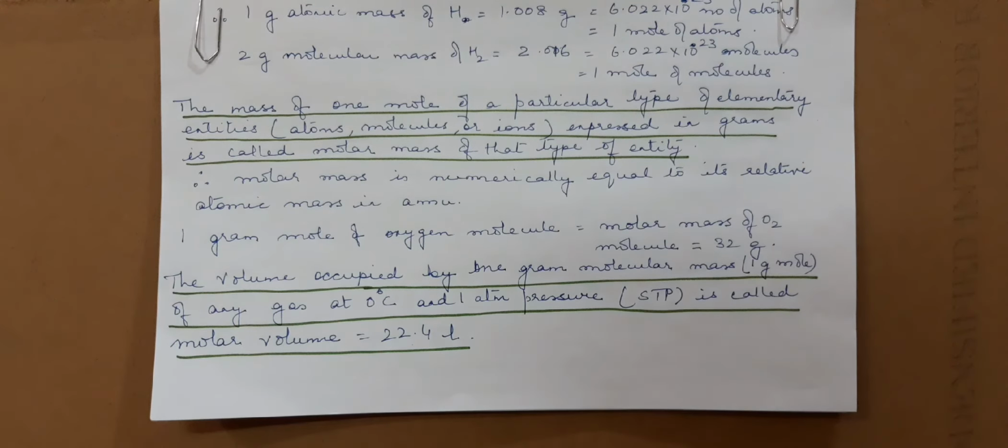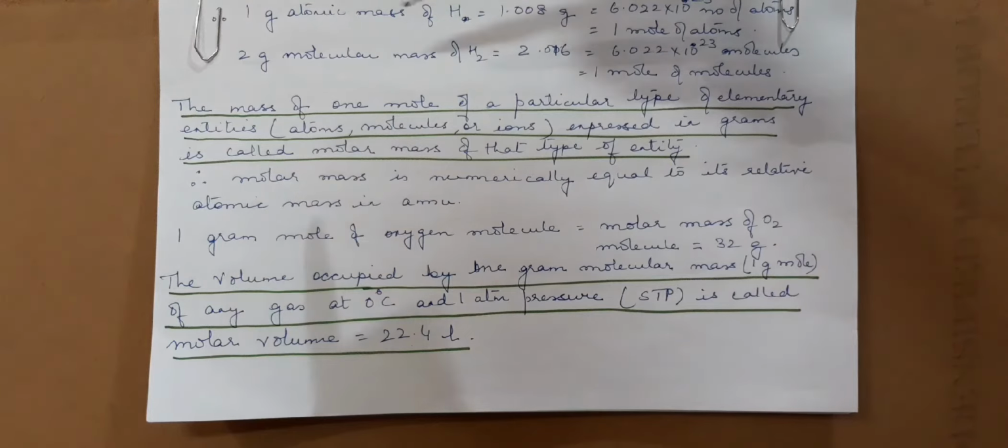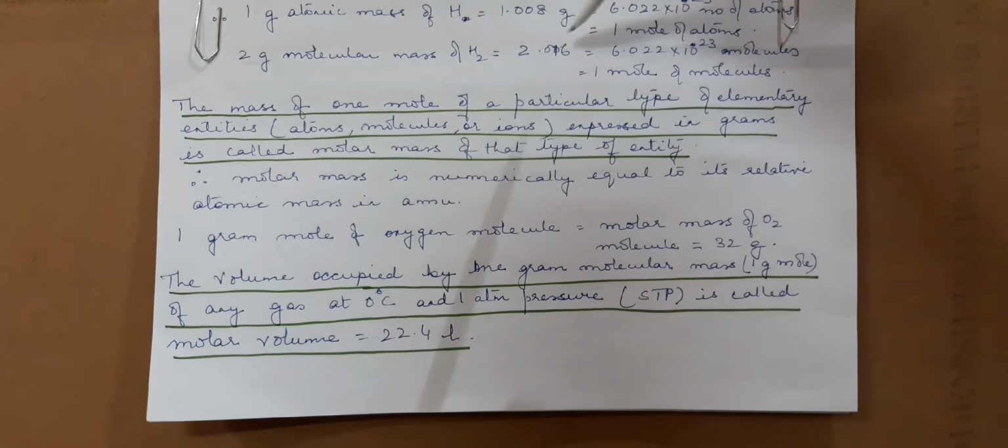Now, when we say gram atomic mass, that means atomic mass in terms of grams. Okay, so I have taken over here 1 gram atomic mass of hydrogen is 1.008. You can approximate it to 1. That means if I take this as 1 gram, excluding that 0.008, then that 1 gram should contain how many number of atoms? It will contain 6.022 into 10 to the power 23 number of atoms, and that is 1 mole.